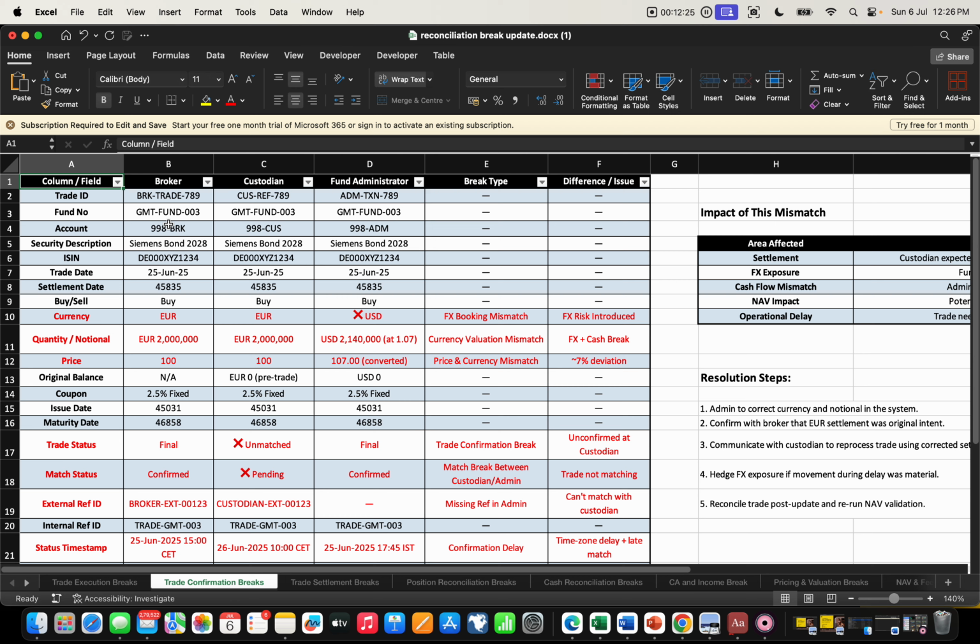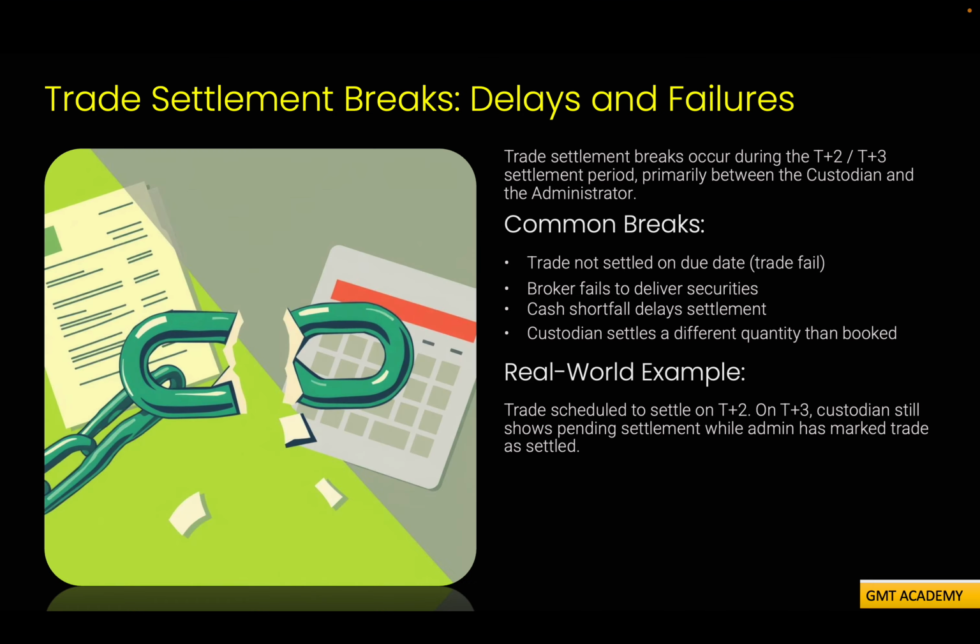So this is how I covered the trade confirmation steps. In the next part we will discuss trade settlement breaks, how a trade settlement break happens in the market, and how we can resolve the break using certain examples.